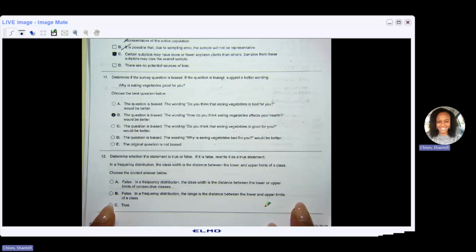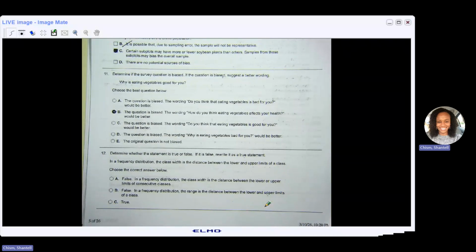And again, the solutions are at the back. Okay. Number 12, determine whether the statement is true or false. In a frequency distribution, the class width is the distance between the lower and upper limits of a class. No, the class width is the distance between the lower or the upper limits of consecutive classes. So in other words, you can look at the lower limits of consecutive classes and figure out the class width, or you can look at the upper limits of consecutive classes, but you don't mix them up. You look at the lower or the upper.